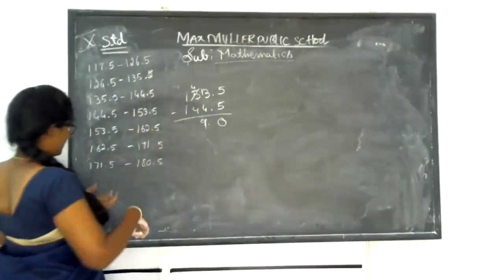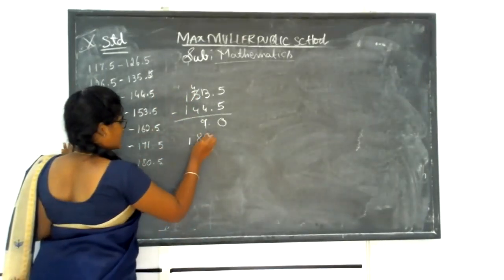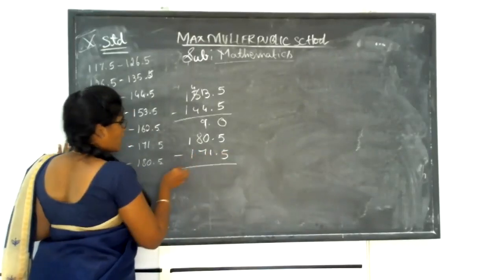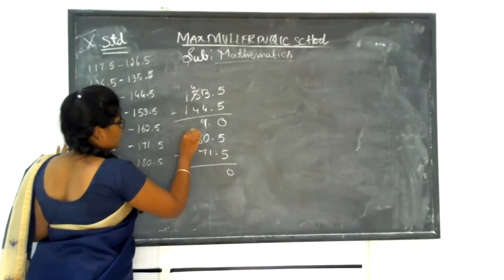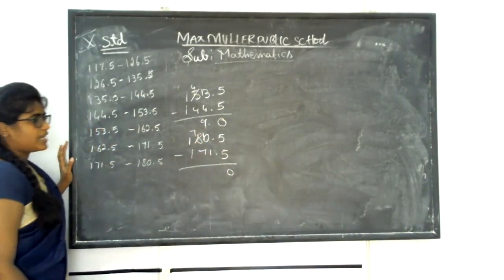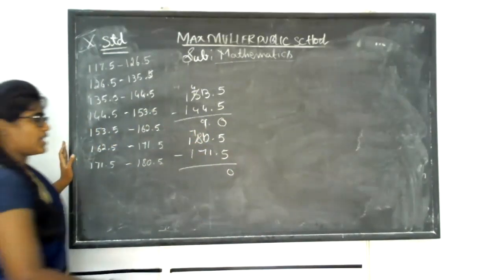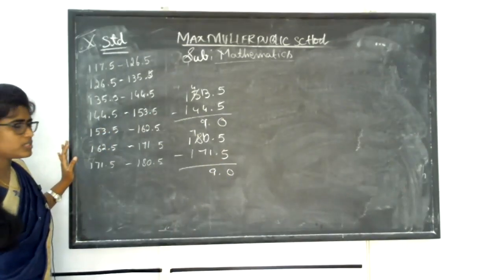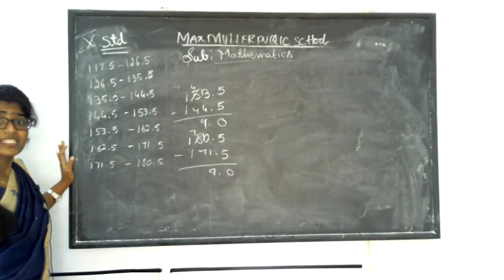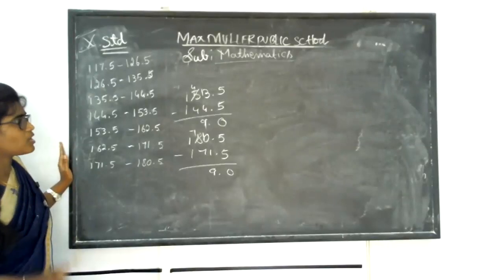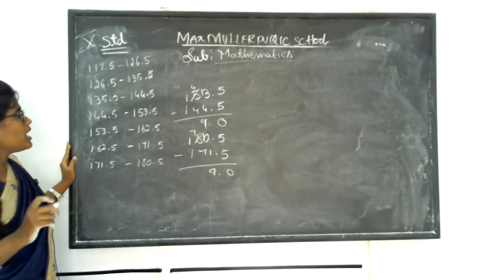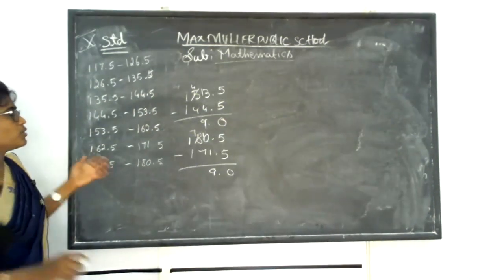Let me take the last one. The last one is 180.5 minus 171.5. How much will you get? 5 minus 5 is 0. Then borrow, this becomes 7 and this becomes 10. So 10 minus 1 is again 9. Correct? And 7 minus 7 is also 0, 1 minus 1 is also 0. See, my class size remains constant. You should make your class size constant and only then do the sum. Clear? If the table is ready, then you can do the sum.